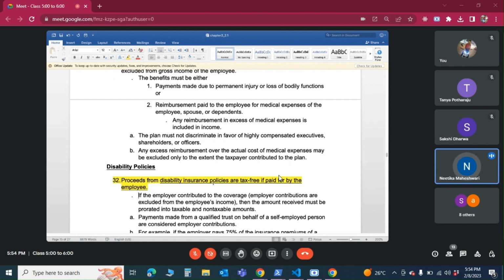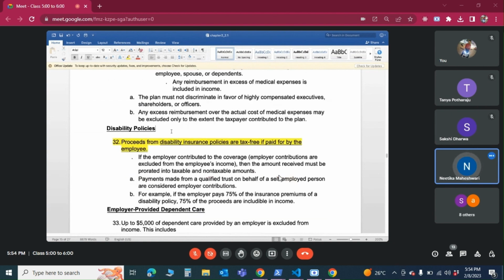You can just take the disability insurance policies, and that's why a lot of times we see in the net pay that we are taking a deduction for the disability insurance also, SDI, that is state disability insurance. You'll see an SDI deduction, SUI deduction and all.